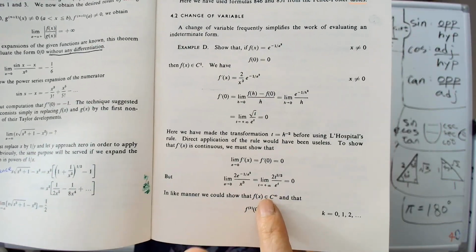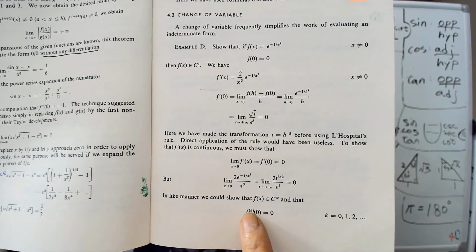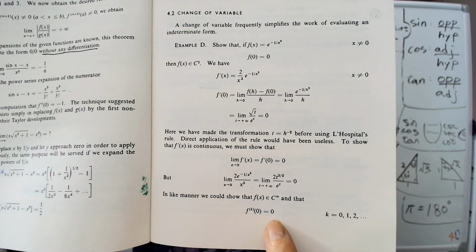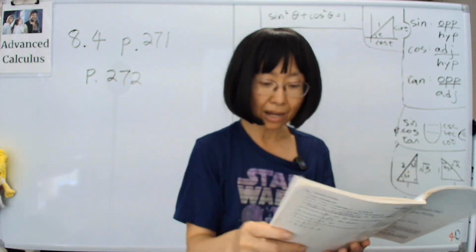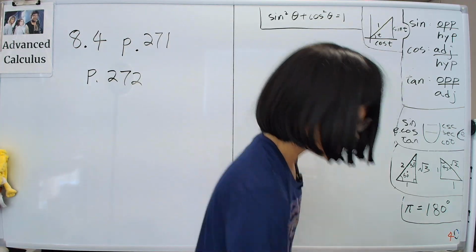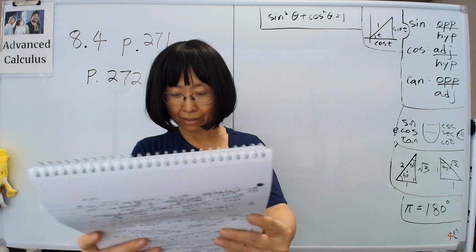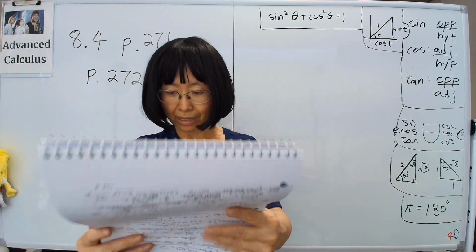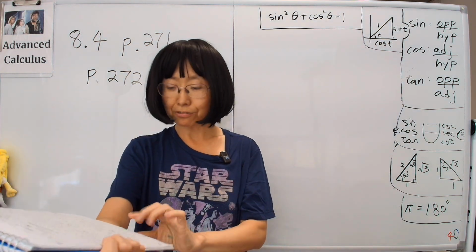And with the same method, we can prove that any derivative of f is going to be continuous at 0, but we're going to skip that because it just sounds like a lot of repetitive work.